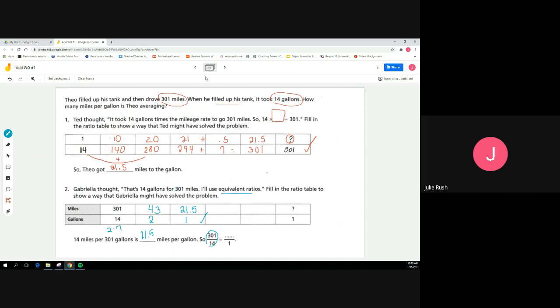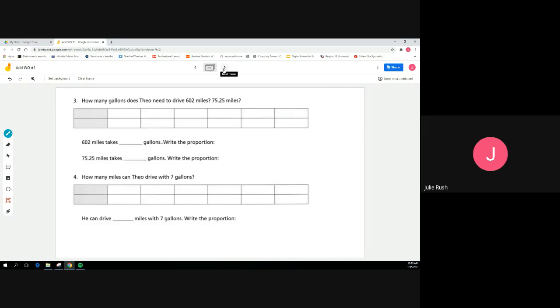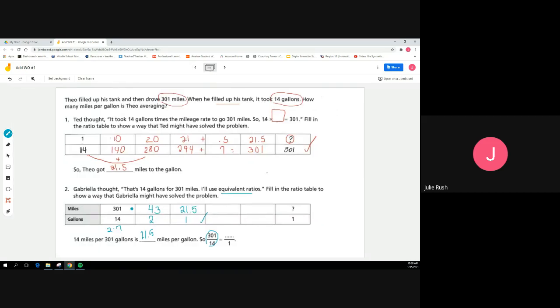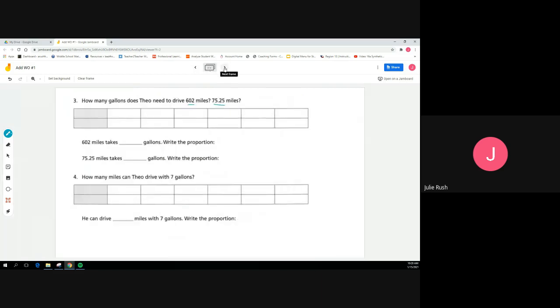All right. Let's see what number 3 says. Number 3 says, how many gallons does Theo need to drive 602 miles and 75.25 miles? So we just did a rate of 301 to 14. So I'm going to do that same rate here, right? So this is going to be miles and this is going to be gallons. I'm going to use the rate they gave me, which is 301 miles to 14 gallons.